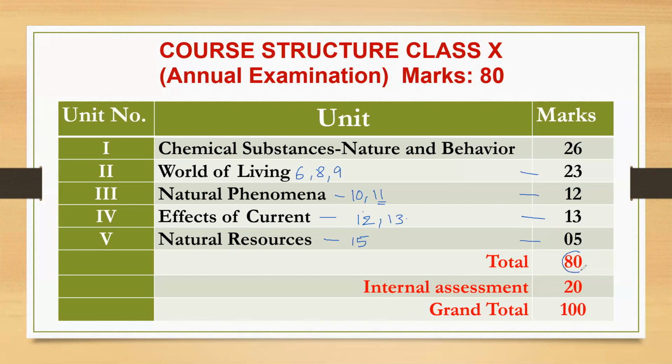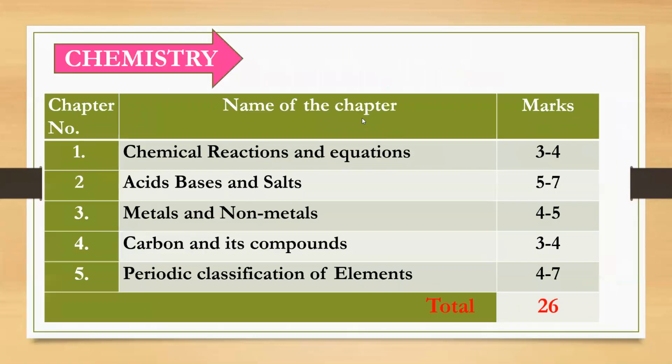We have 80 marks for your annual examination. 20 is internal assessment, what you have done in school, like assignments, practical work and internal exams. The grand total will be 100. Then we'll move to the chapter-wise marks allotment. Under chemistry, we have 5 chapters. Chapter 1 is allotted 3 to 4 marks, chapter 2, 5 to 7 marks, chapter 3, 3 to 5 marks, chapter 4, 3 to 4 marks, chapter 5, 4 to 7 marks. Total 26. From chemistry, you are going to get 26 marks.